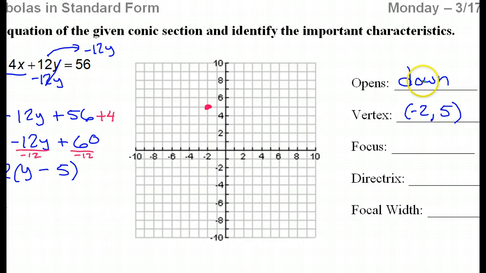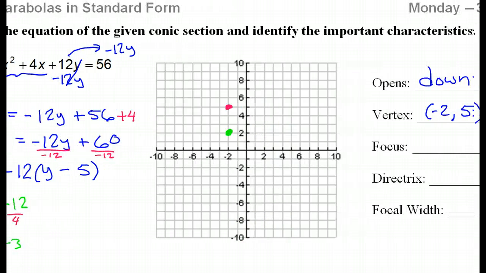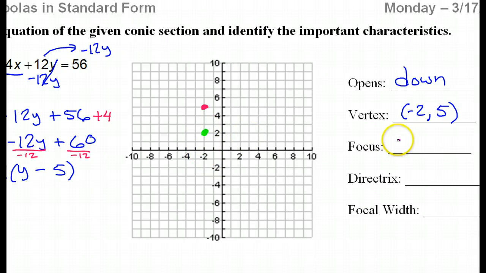Now that tells us where the focus goes. Alright, we know it opens down, so that means the focus will be down. And now we know it will be down 3. So here's the focus right here. Of course, that is the point negative 2 comma 2. Alright, now the directrix will be in the opposite direction from the focus. So if the focus is down 3, then the directrix is a line that will be up 3 from the vertex. Alright, so our directrix will be here.